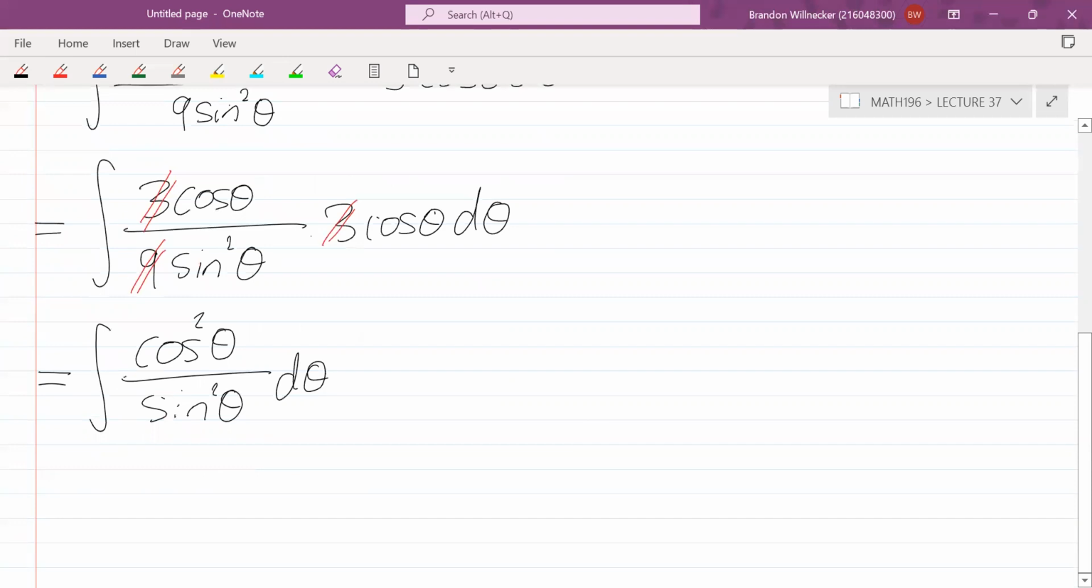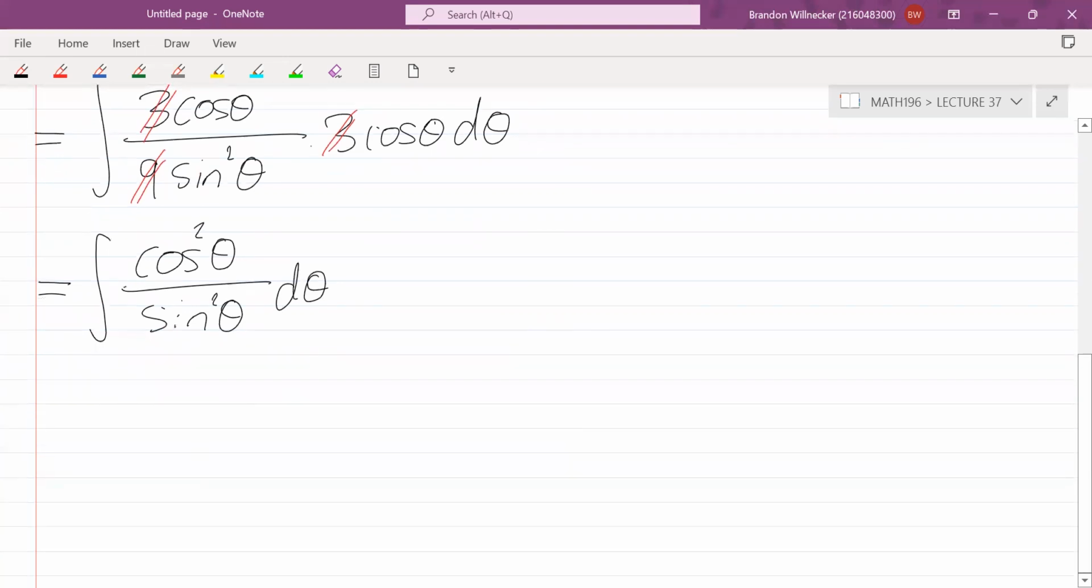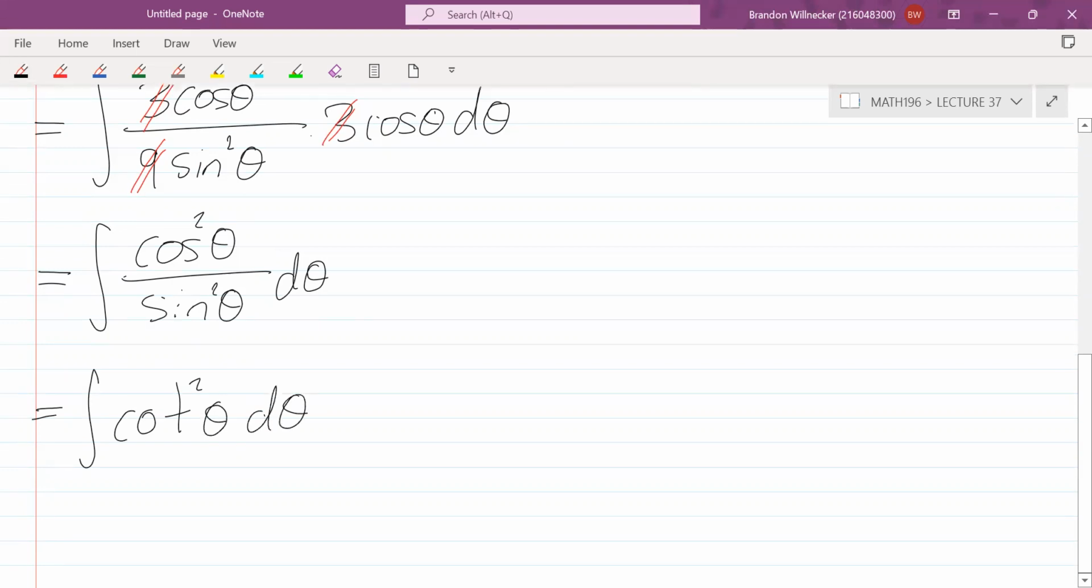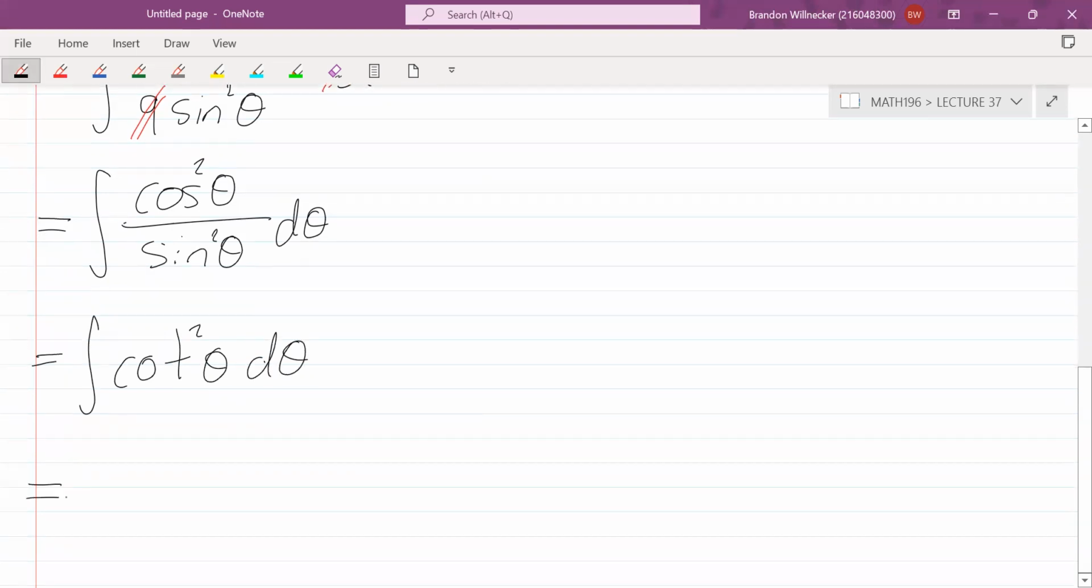Now, sine squared over cos squared would be tan squared, but this is flipped around. We're taking the reciprocal. So cos squared over sine squared is going to be cotan squared, or cot squared. Now, integrating cot squared is very similar to integrating tan squared. We need to use that identity with cosec squared instead of the one with sec squared.